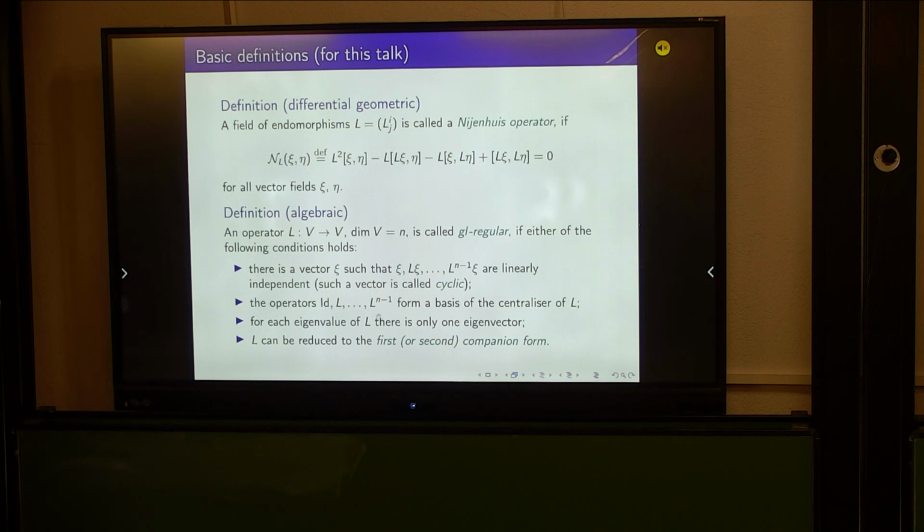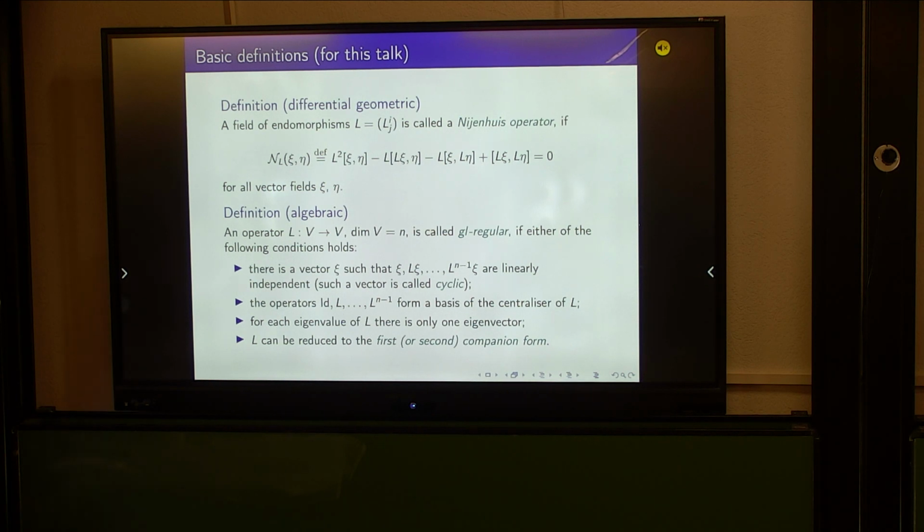One more equivalent definition. If you consider the eigenvalues of L, then an eigenvalue may have arbitrary algebraic multiplicity, but the condition is that there should be only one eigenvalue for each Jordan block. Can I ask you one question? Yes. So the almost complex structure is not this one? Almost complex structure is not of this kind. No, absolutely not, unless in dimension 2. In dimension 2 it is regular.